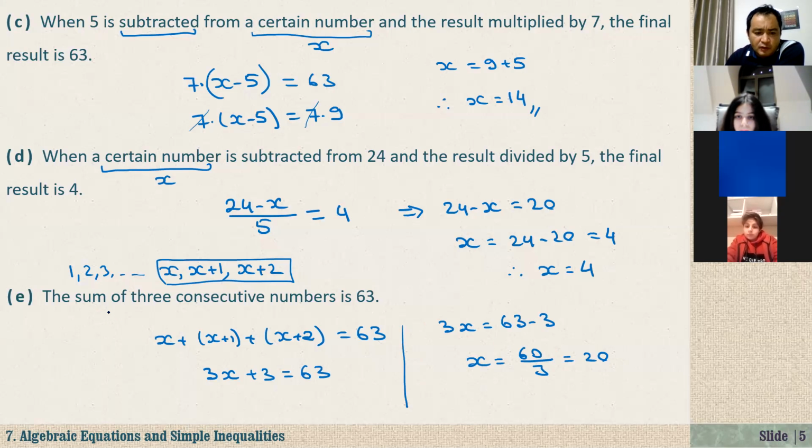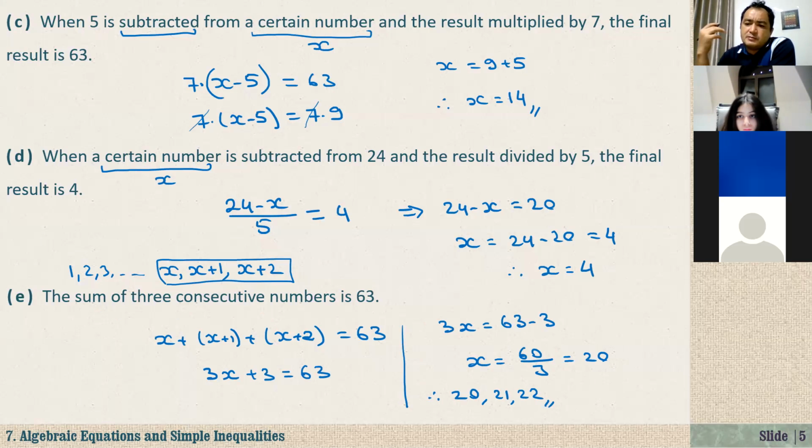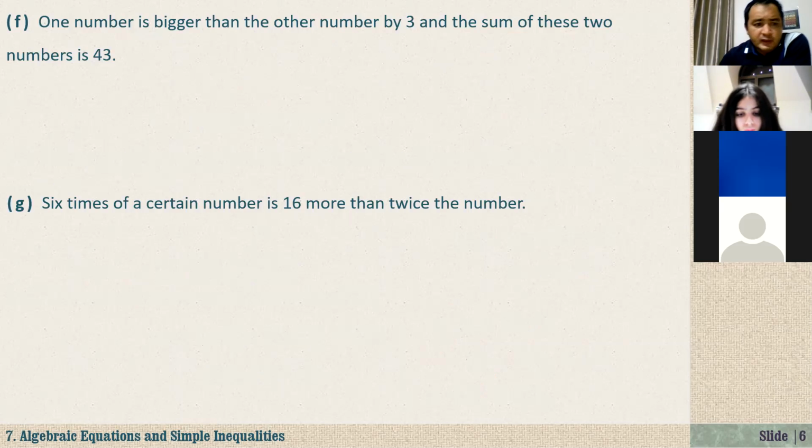So if we have to find these 3 numbers, those numbers are 20, 21, and 22. And also always check and look back, okay? What is asked in the question? Just solving the equation doesn't mean that is the solution to the problem. After solving the equation, we have to read the problem again to see what we are asked to find. We are not asked to find only one number. Here, we have to write 3 numbers. Okay. Next question.